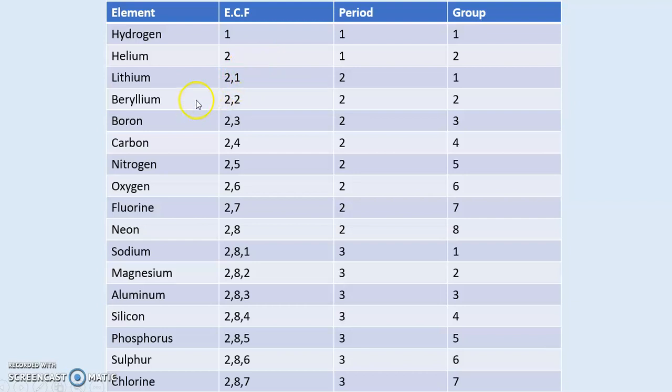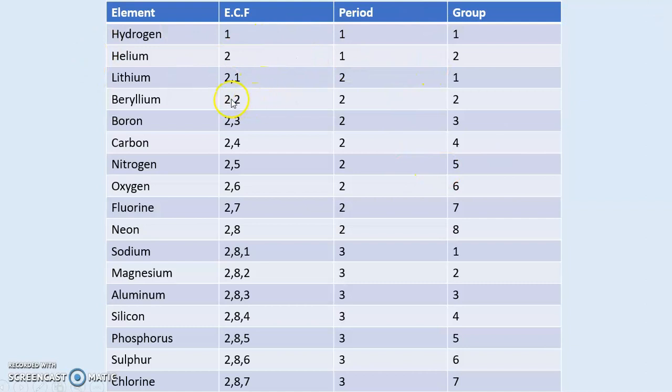Beryllium is the fourth element of the periodic table, and as we stated that only 2 electrons can be held on the first shell, anything remaining you put over to the second shell.